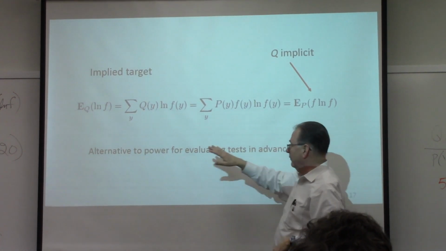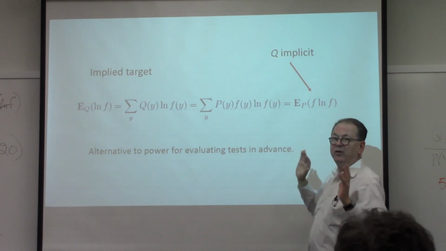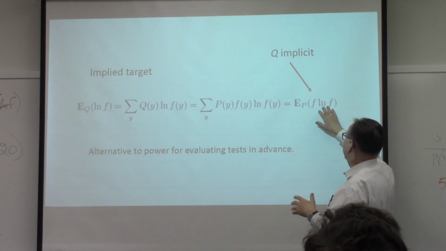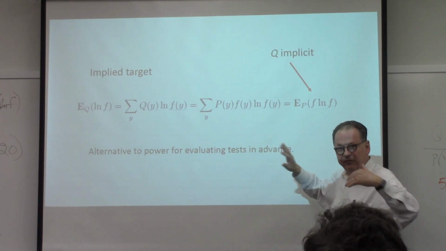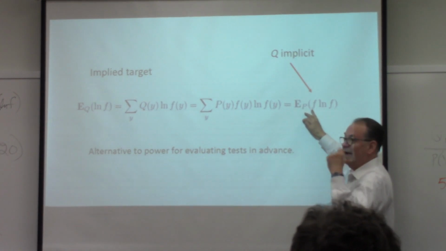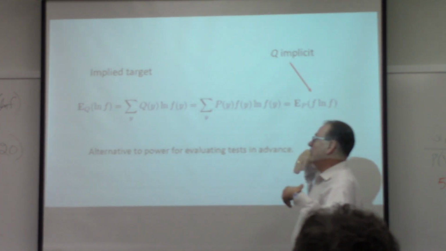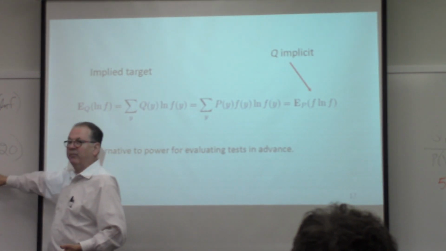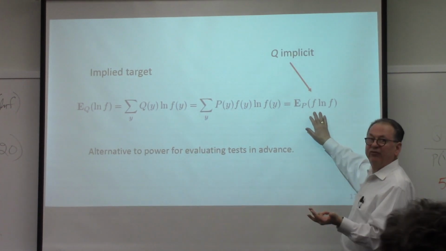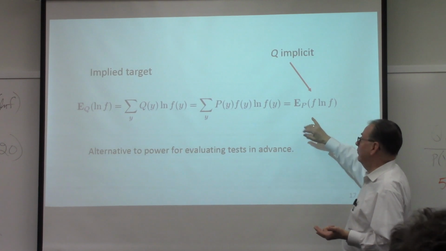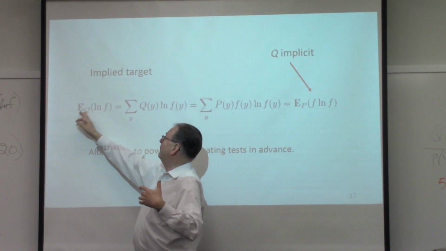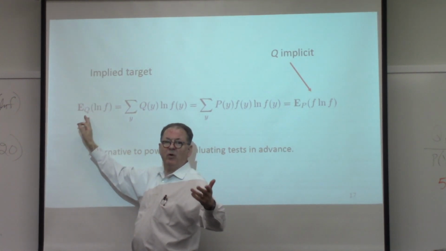So we can write the target, what you're trying to maximize, as hiding Q. The point of doing this is it brings out that as soon as I tell you F, I've not only implied an alternative probability distribution, but also implied what I am trying to accomplish. I am trying to accomplish the expected value of the logarithm of F. I'm trying to get something in this ballpark.